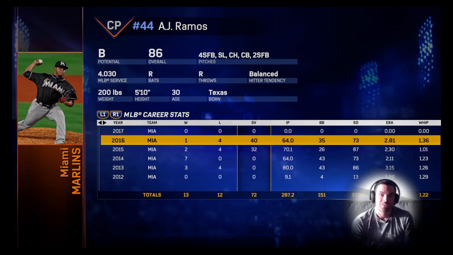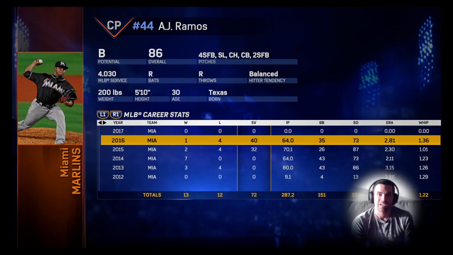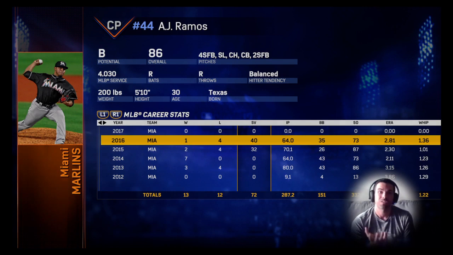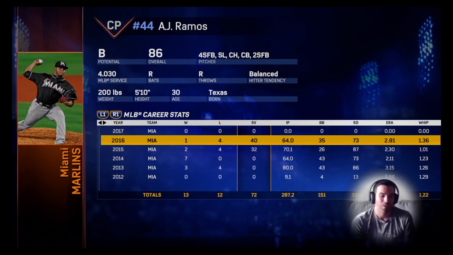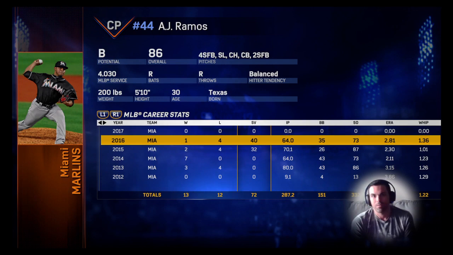And this is where we're seeing a lot of teams starting to do this, where they're kind of just breeding, producing closers, and when they start getting those arbitration years, selling them off. I mean, this is what Atlanta did with Kimbrel. I mean, Jesus, you could go on and on and on. There's a ton of different examples of teams selling off closers and things like that.